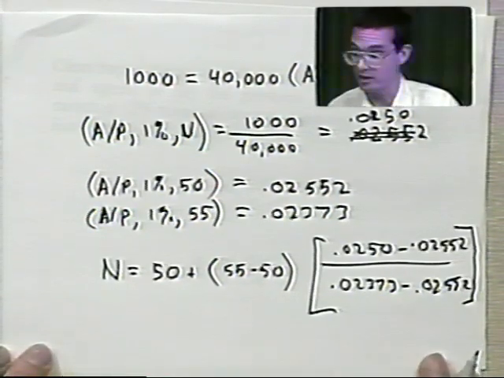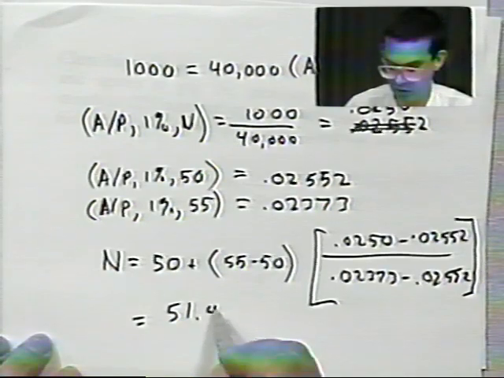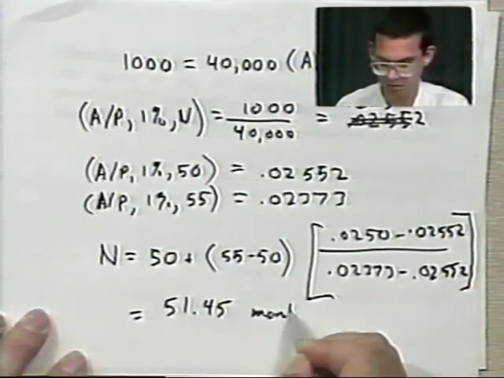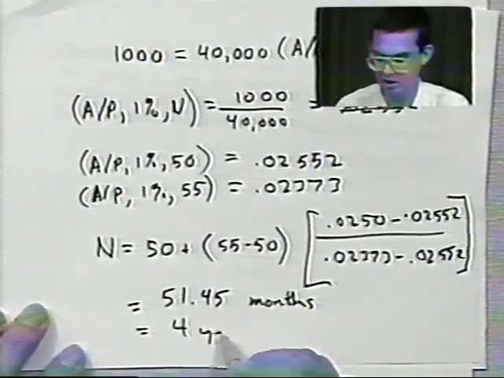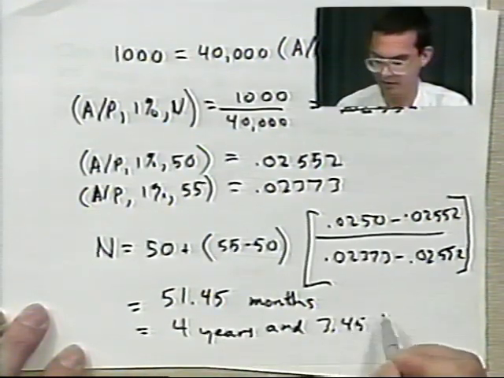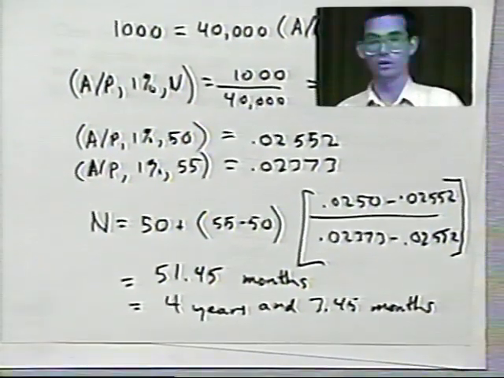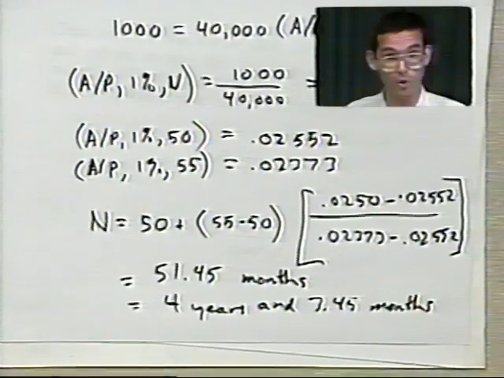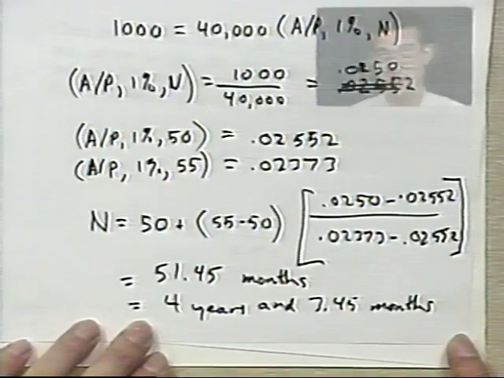So in running through this calculation, we get the answer of 51.45 months, which is 4 years and 3.45 months. So for Clem's house buying problem, this was a very good deal for him if he was able to afford the $1,000 per month because he pays off the house in a very, very short period of time.